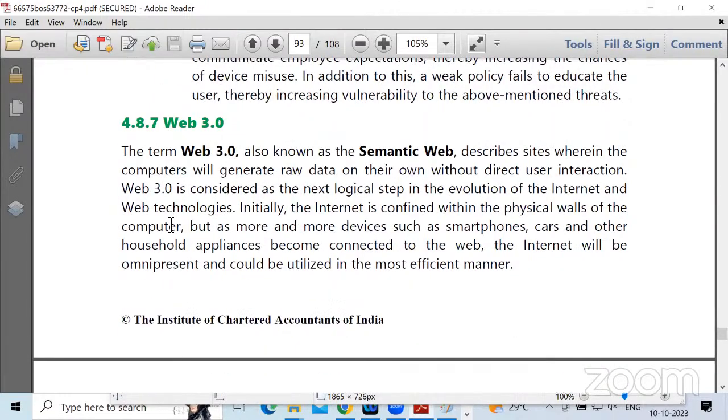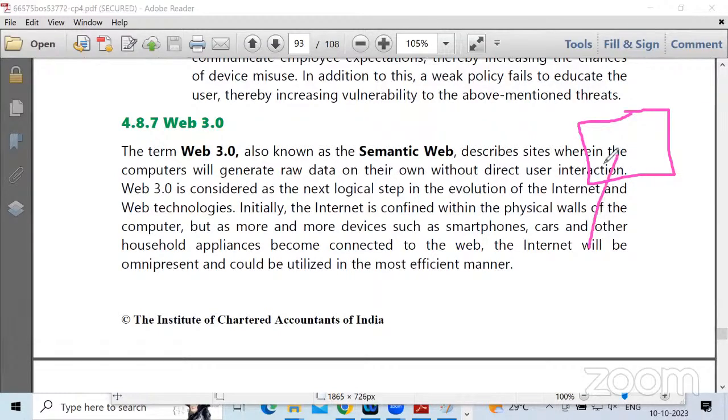Next is Web 3.0. What is 3.0? 3.0 refers to the semantic web. Now, to understand this, initially when the web was developed, first it was static. What do you mean by static? Let us take the example of ICAI.org. Initially, I hope many of you may not be aware of this, it was static. Static means what?